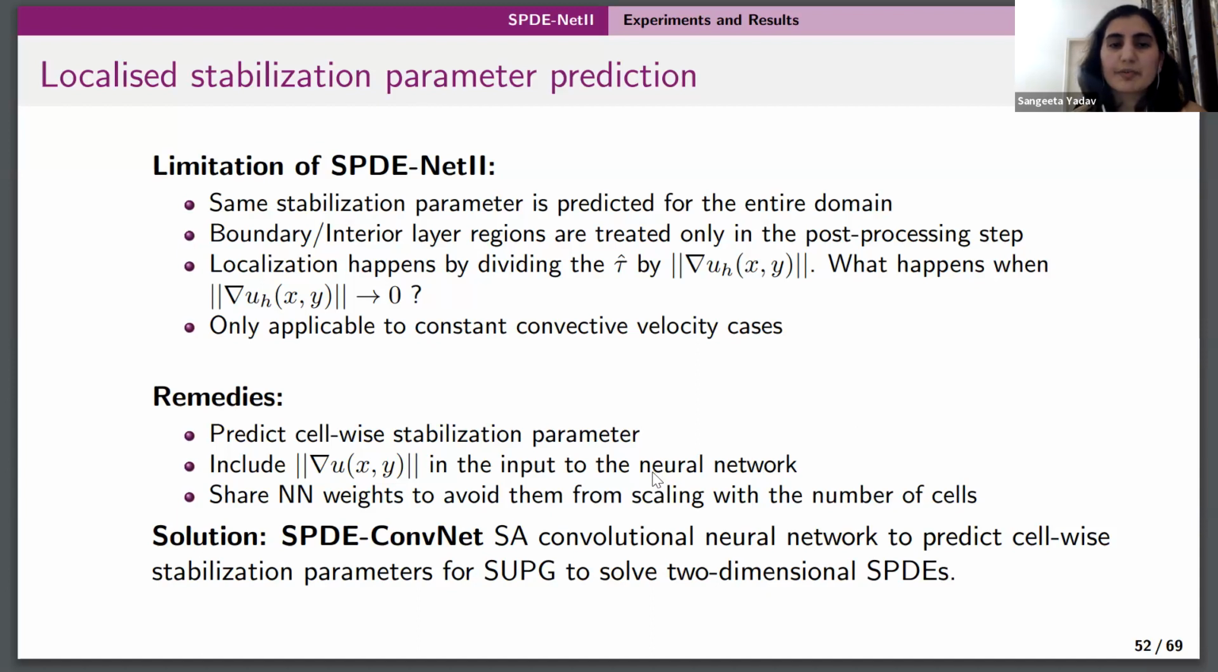But if we predict a cell-wise stabilization parameter, then the neural network weights will scale up with the number of cells in the domain. So for that, we should share the neural network weights across all the cells. And the best way of doing it is to use a convolutional neural network to predict a cell-wise stabilization parameter, which is our next technique, SPD-CONNET, which I'll be explaining in the later slides.